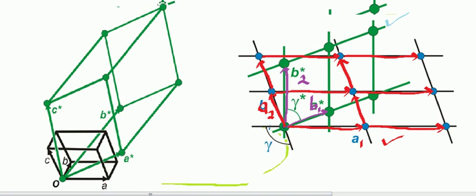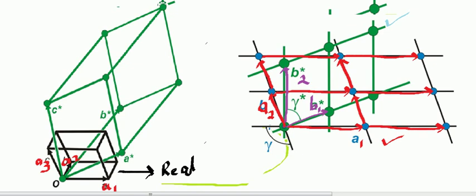Let me use our terminology. Our terminology was that the real vectors are A1, A2 and A3. The black diagram, the black block that you see, represents the real crystal. By a real crystal I mean the direct crystal.